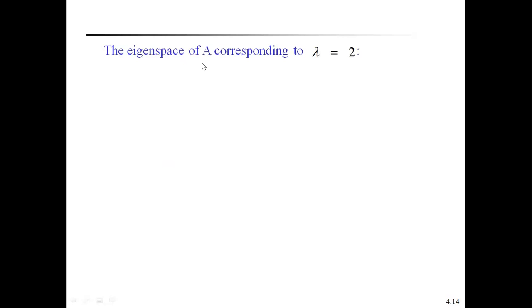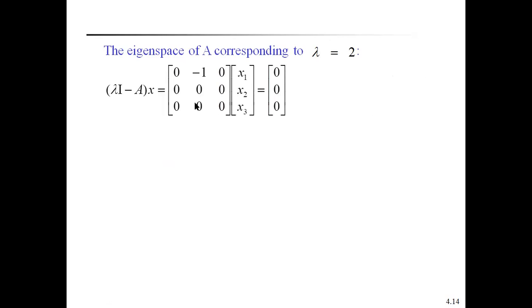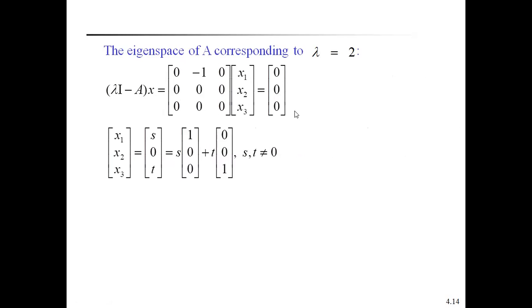First find the eigenspace corresponding to lambda equal to 2. What is the equation to find the eigenvector? (Lambda I minus A) x equal to 0. Write (lambda I minus A) times [x1, x2, x3]. Therefore, x1, x2, x3 equals s, 0, t. We can write this as s times (1, 0, 0) plus t times (0, 0, 1).